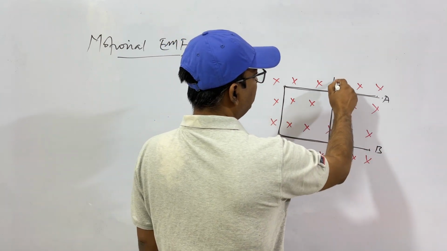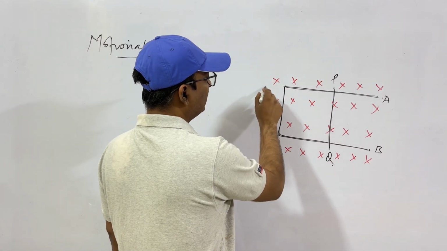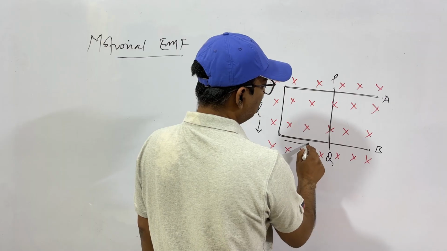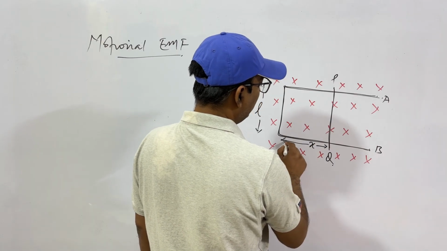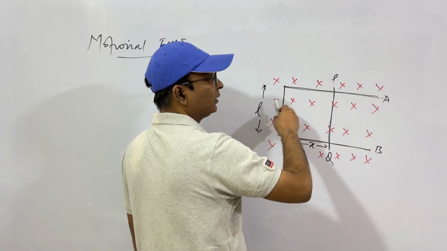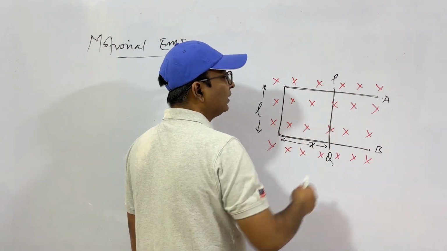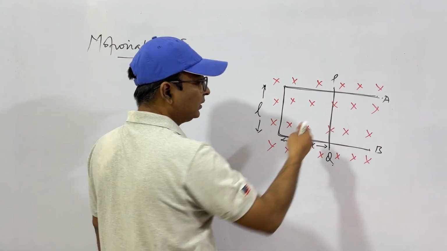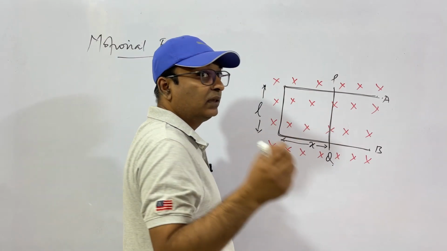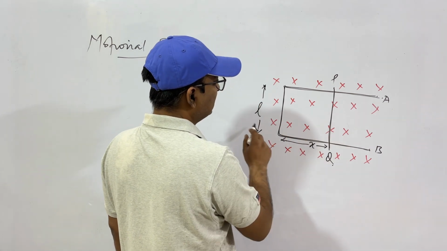So let this be PQ. Let this length be L and this length be X. Why am I writing X? Because we will be moving this rod here and there. Let this be the rail, and we are moving this here and here. What will happen when we move this rod from here to here? Our area will change, and because of the change of area, flux will change. Clear? So this is X, this is L.